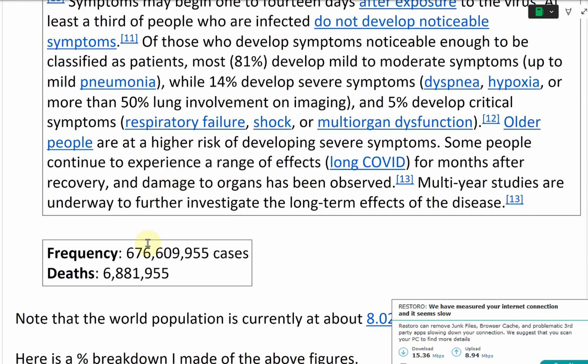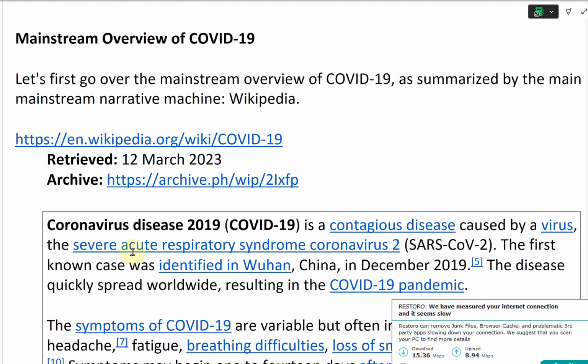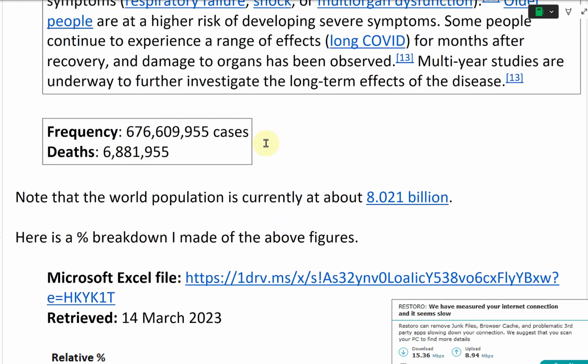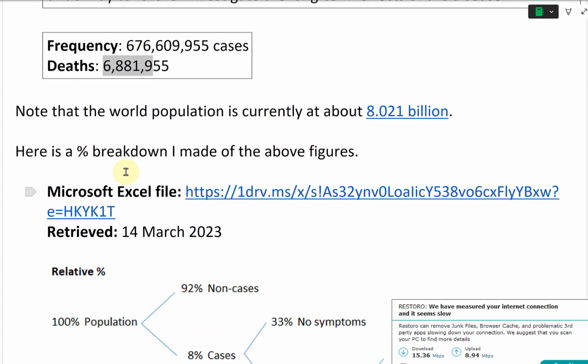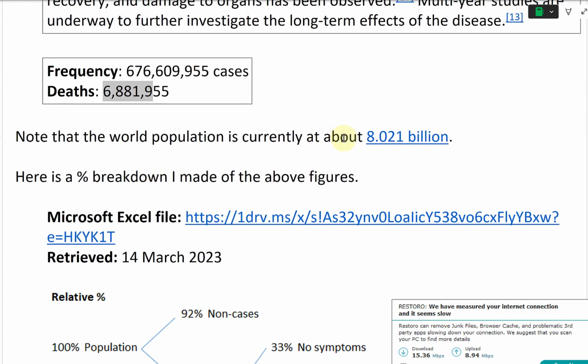All right, so frequency here is 676,609,955 cases. Yeah, basically almost 700 million supposed cases, and this is as of March 12th when I was first writing this up. And then deaths as of March 12th, 2023, supposedly 6,881,955. So basically almost 7 million supposed deaths. Note that the world population is currently at about 8.021 billion.